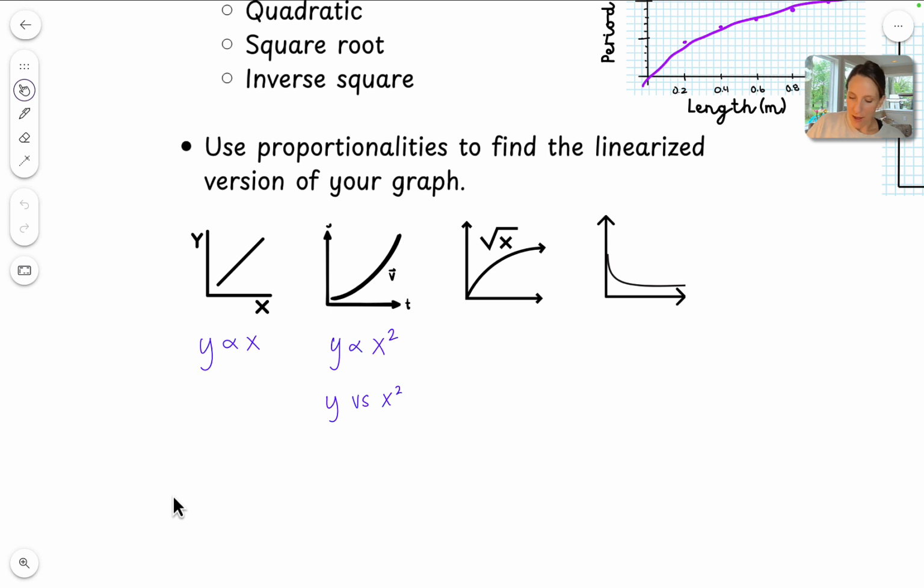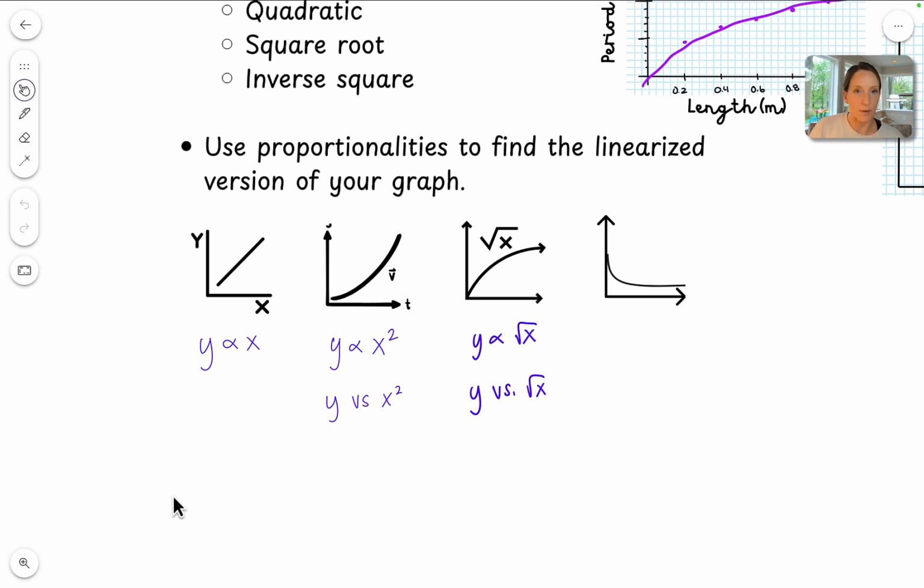It's not linear, but we could linearize it by graphing our y quantity versus our x-axis quantity squared. For a graph that has this sort of shape, which is the graph that we have here with the period and the length, y is proportional to the square root of x. So if we graph our y-axis value versus the square root of x, we're going to get a linear graph. These proportionalities can be really helpful for finding the linearized version of your graph.